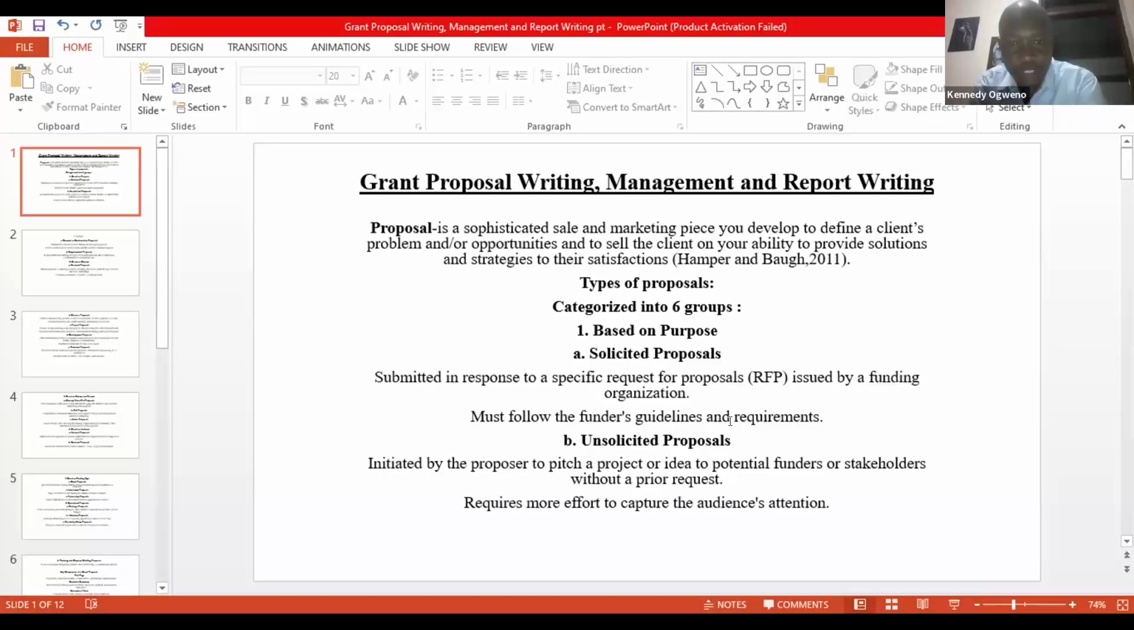So to go to the types of proposal, I'm going to categorize them into 6 groups. Number 1 group, based on purpose. Under based on purpose, we have what we call solicited proposal. This is submitted in response to a specific request for proposal.